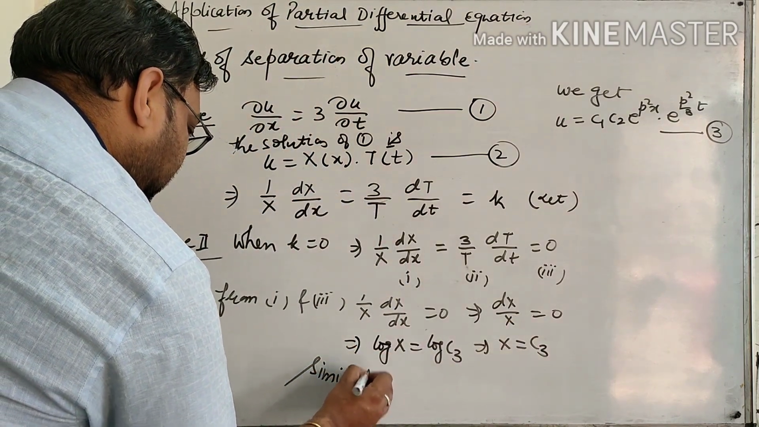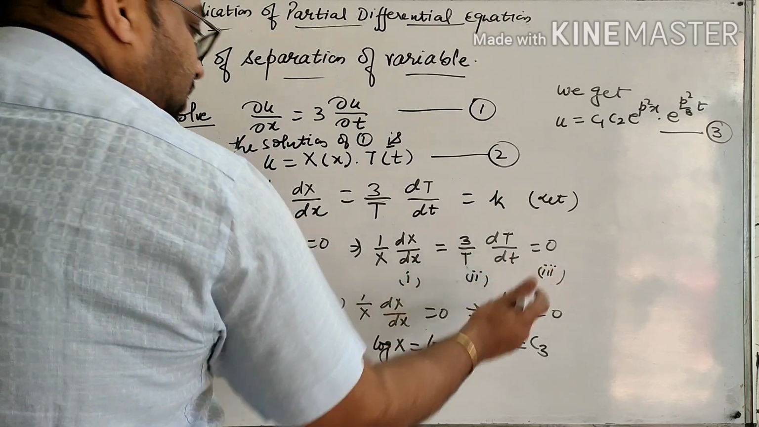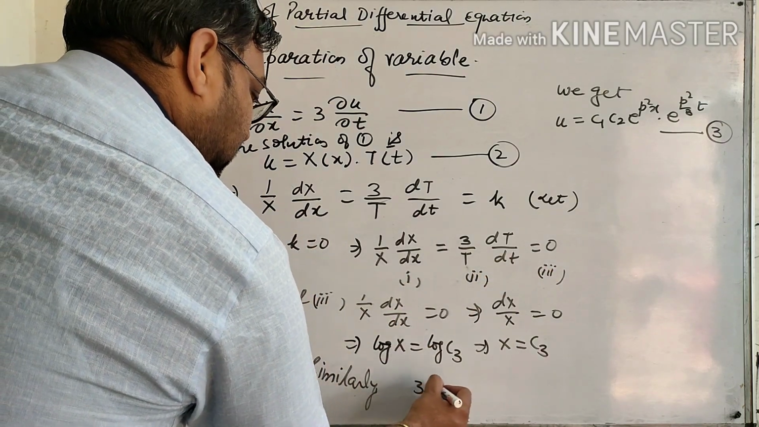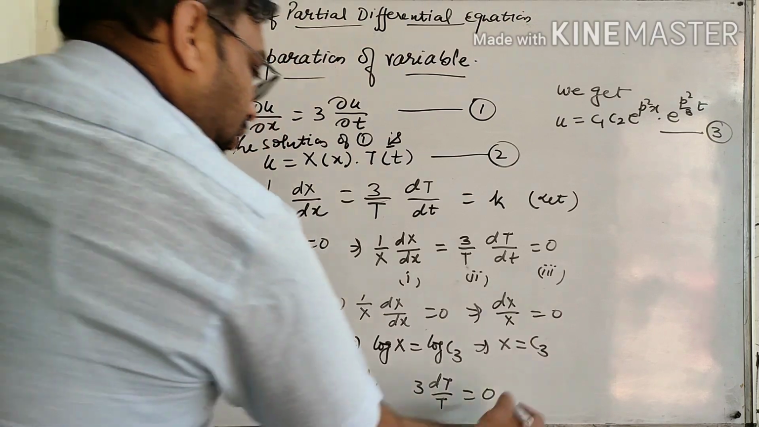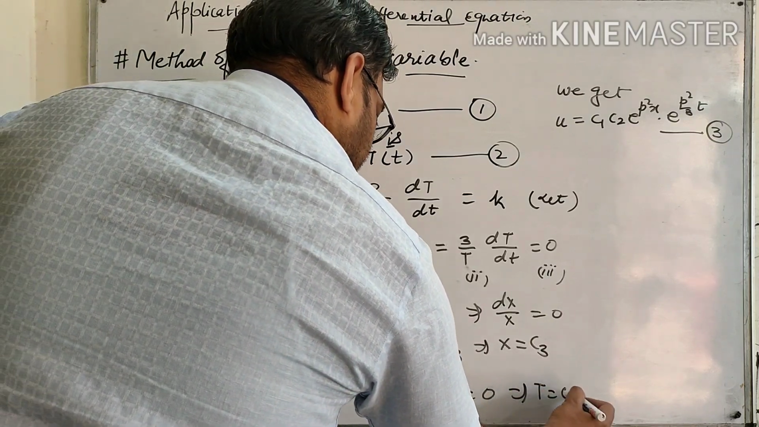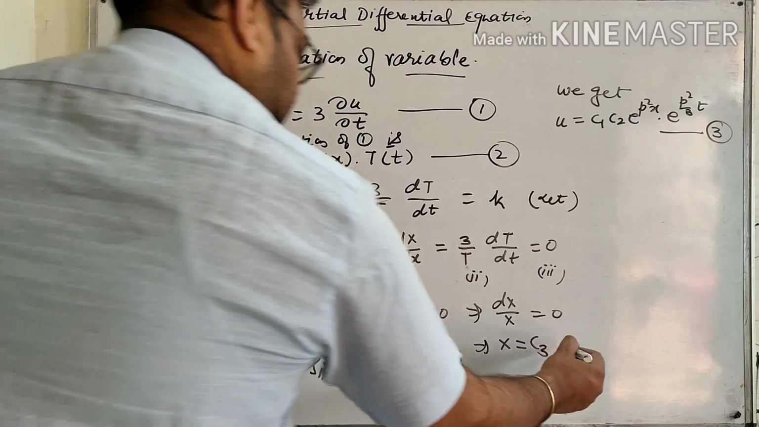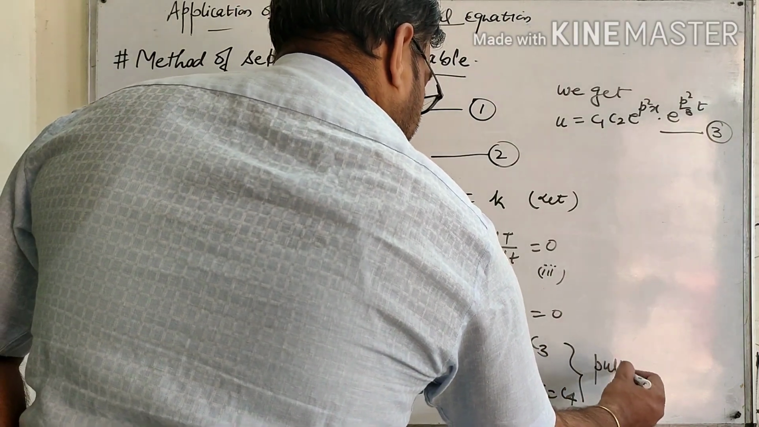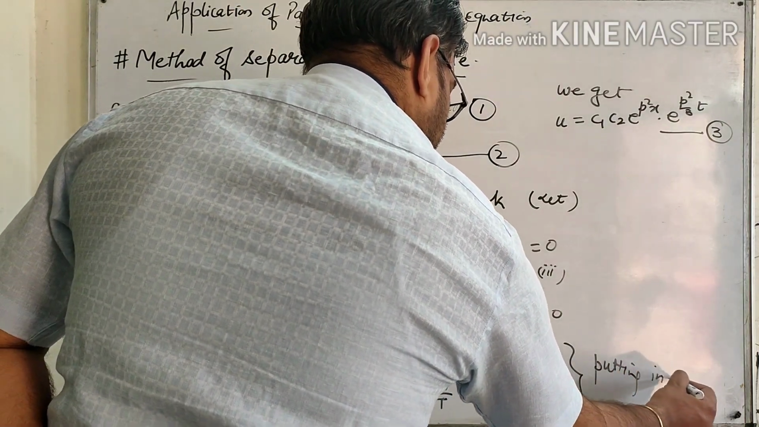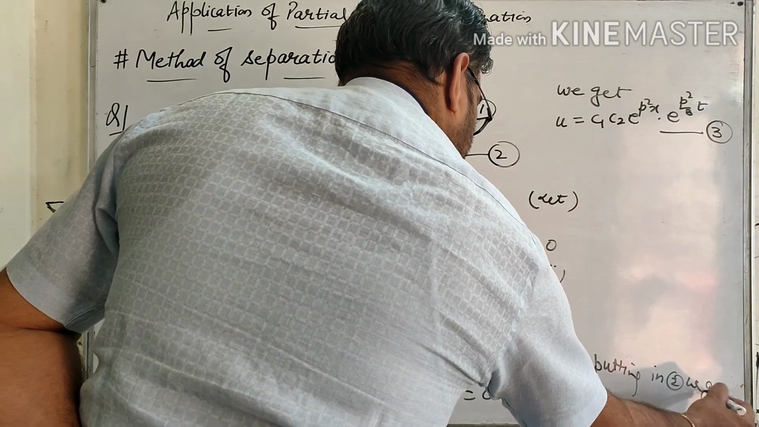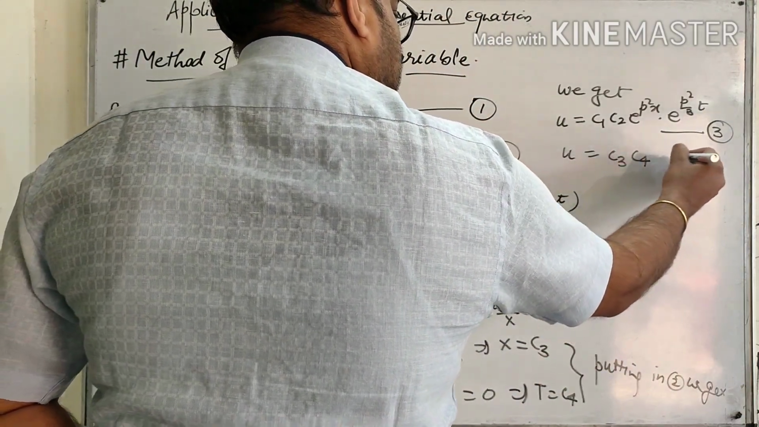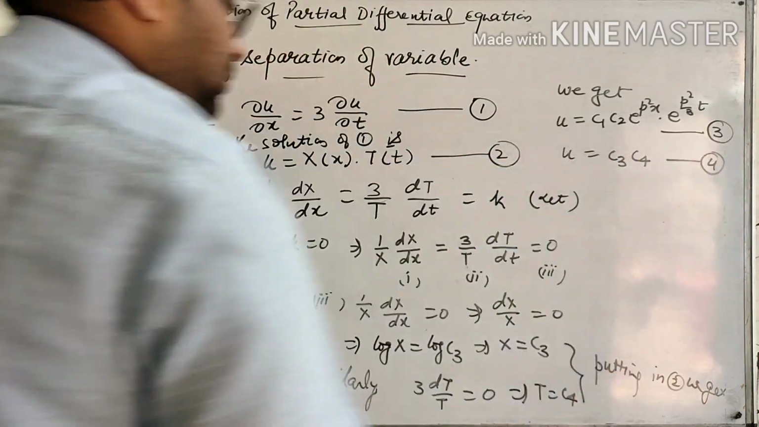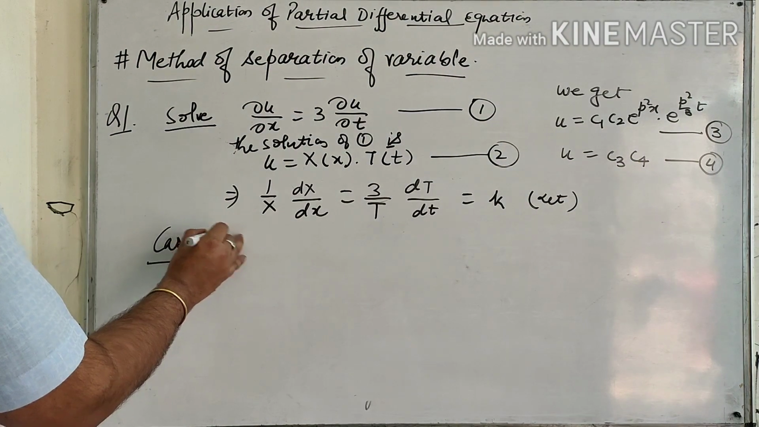Similarly, on taking second and third, we get 3 dt/t equals 0, or T equals C4. So putting in second, we get u equals C3 into C4. That is equation number 4.